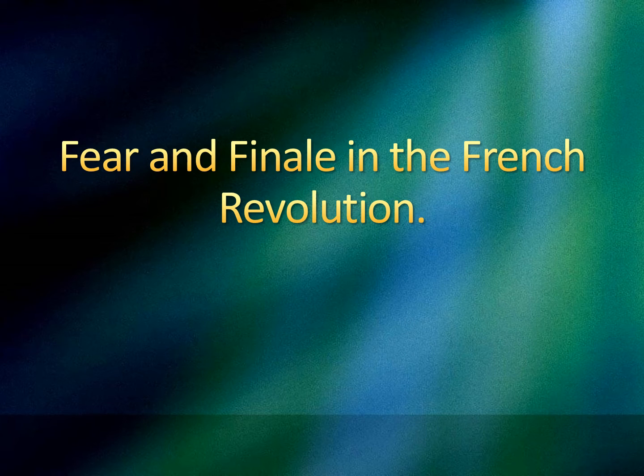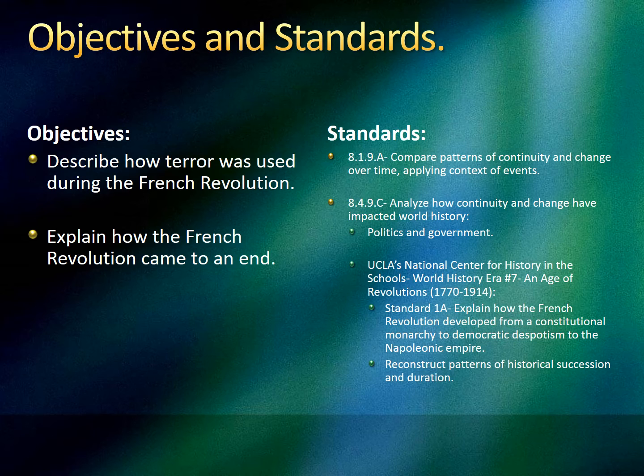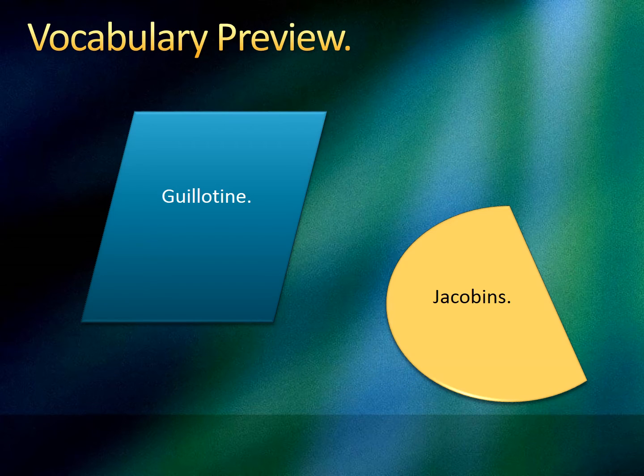Okay, everyone, so for this lesson, we are going to look at fear and the finale in the French Revolution. Our objectives and standards: describe how terror was used during the French Revolution and explain how the French Revolution came to an end. And of course, as usual, our standards are there. Vocabulary preview: guillotine and Jacobins.